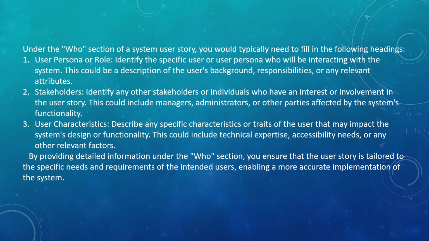Stakeholders: identify any other stakeholders or individuals who have an interest or involvement in the user story. This could include managers, administrators, or other parties affected by the system's functionality. User characteristics: describe any specific characteristics or traits of the user that may impact the system's design or functionality. This could include technical expertise, accessibility needs, or any other relevant factors.